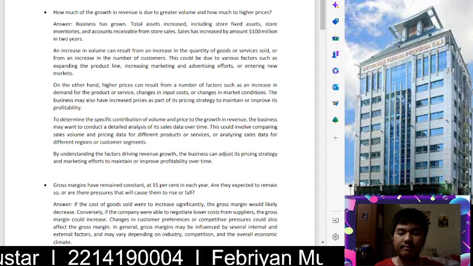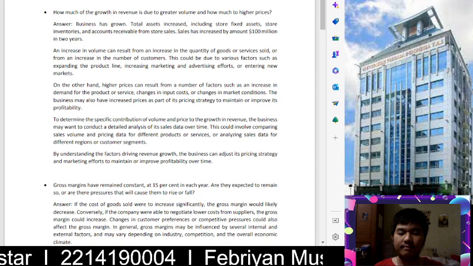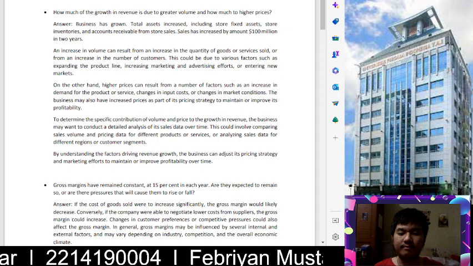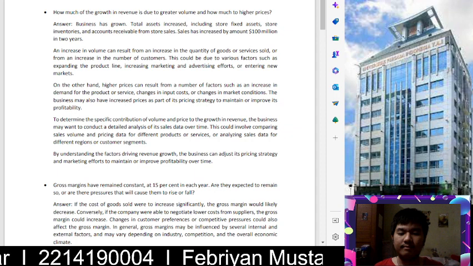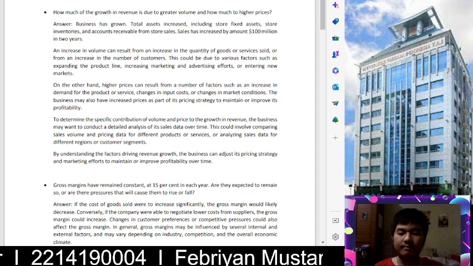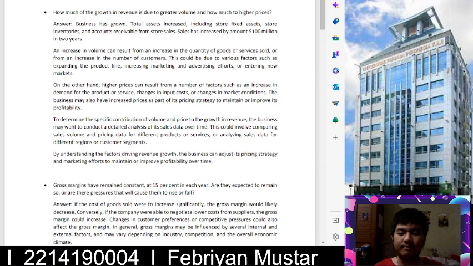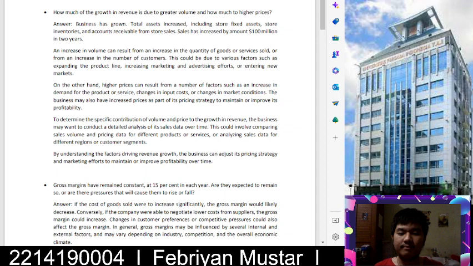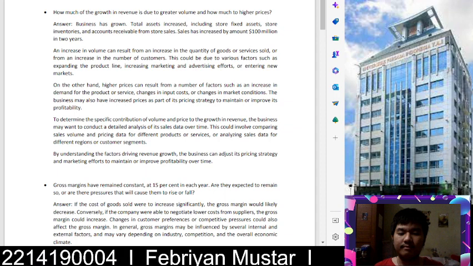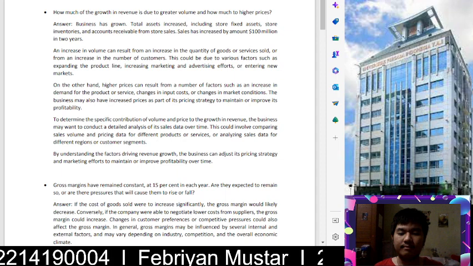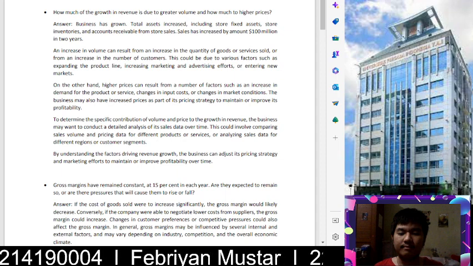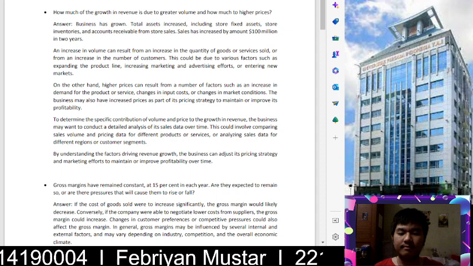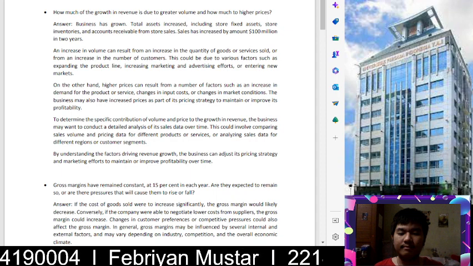On the other hand, higher price can result from a number of factors such as an increase in demand for the product or service, a change in input costs, or a change in market conditions. The business may also have increased prices as part of its pricing strategy to maintain or improve its profitability.